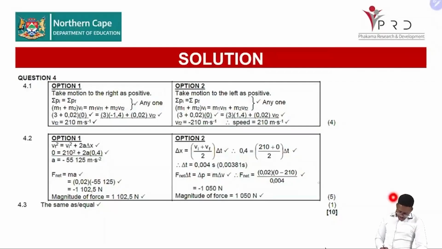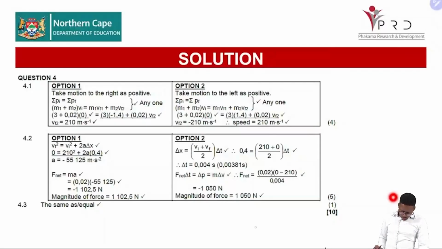And then from there, you are able to get your F net by saying the mass of the bullet is 0.02. Remember, it comes to a rest, which is 0, minus the initial as it hits the block, which is 210, divided by the time, which is 0.04. And your answer will be 1050 newtons. They wanted the magnitude. If they wanted also the direction, then you'll say in opposite direction.